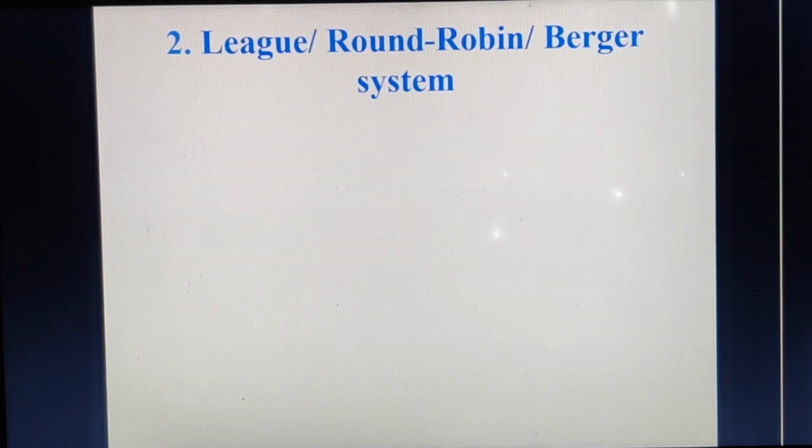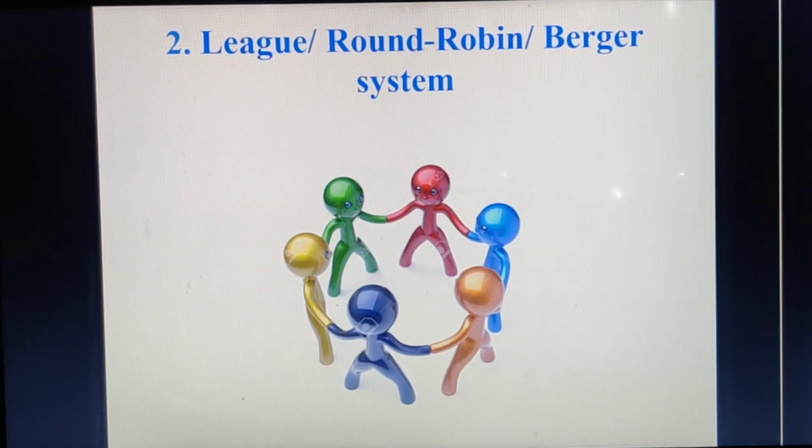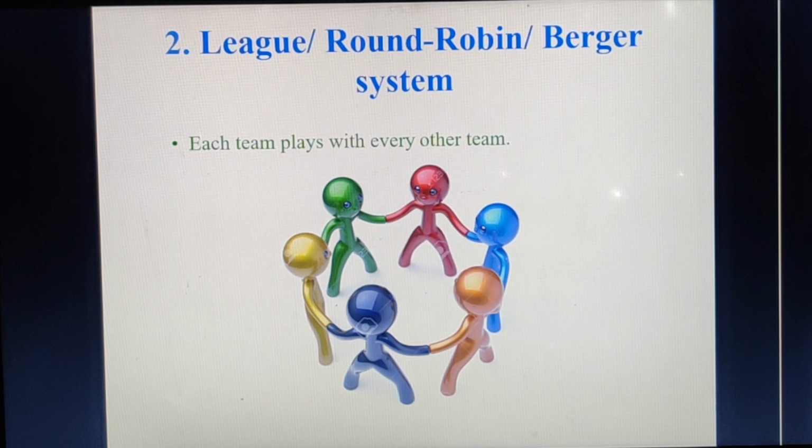The second tournament is league or round robin or Burger system. Let's understand what it is. With the help of this picture, I'll be explaining this entire type of tournament. The pointer is that each team plays with every other team. In the picture, you can see there are 6 members. These 6 members are representing their own teams. So this is team 1, team 2, 3, 4, 5 and 6.